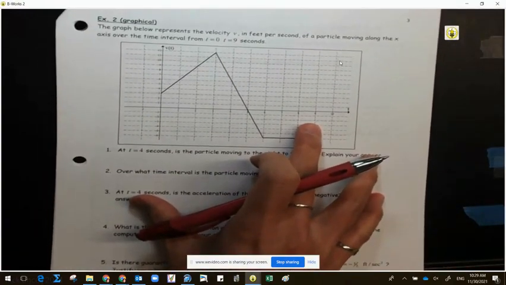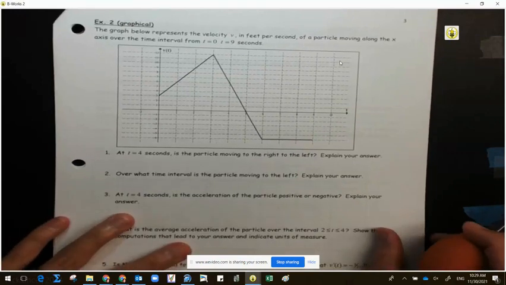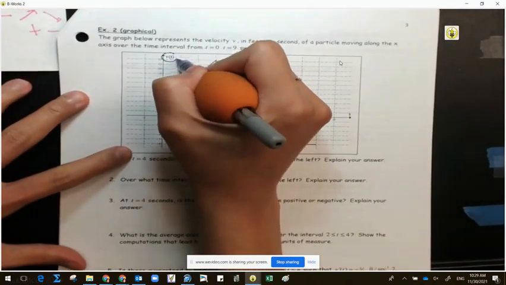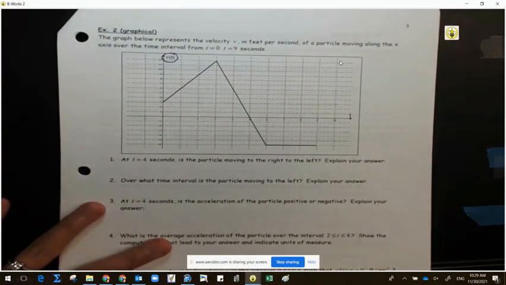All right, Landry, let's read example 2 on the very top. The graph below represents the velocity v in feet per second of a particle moving along the x-axis over the time interval from t equals 0 to t equals 9. Okay, so we know this one is the graph of velocity. It's not the particle. So let's write everything about the velocities, and then we'll worry about the acceleration.